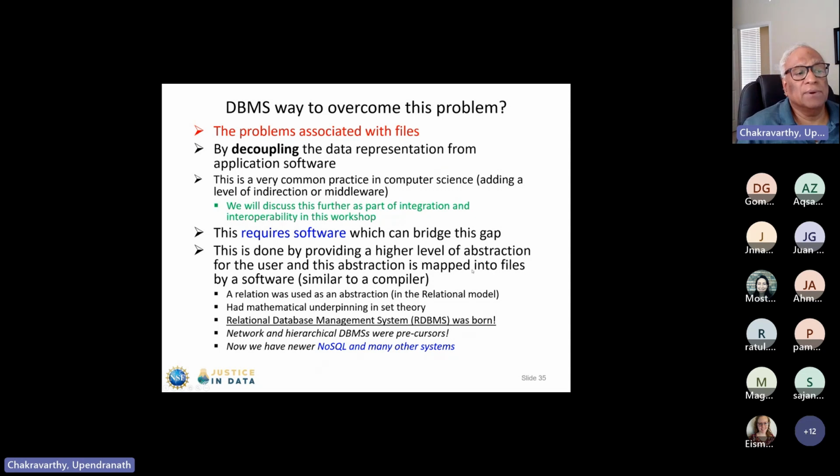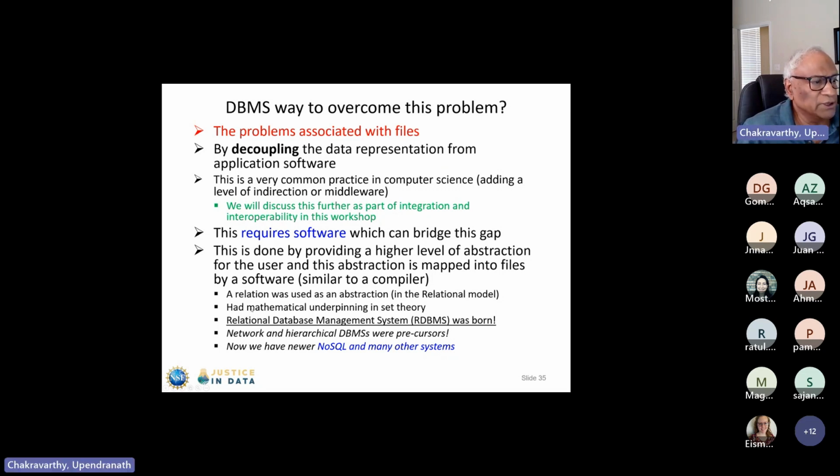This is done by providing a higher level of abstraction. This is very important. We'll see different types of abstraction for the user, and this abstraction is mapped into files or storage by software, and you can think of it as a compiler. So what do compilers do? They take your higher level programming language and convert it into machine executable language. So there is a conversion. You don't write it in machine readable language because it's very cumbersome and very difficult to do. But the compiler helps you. If you write in Python, there is a compiler for Python. If you write in Java, there is a compiler for Java.